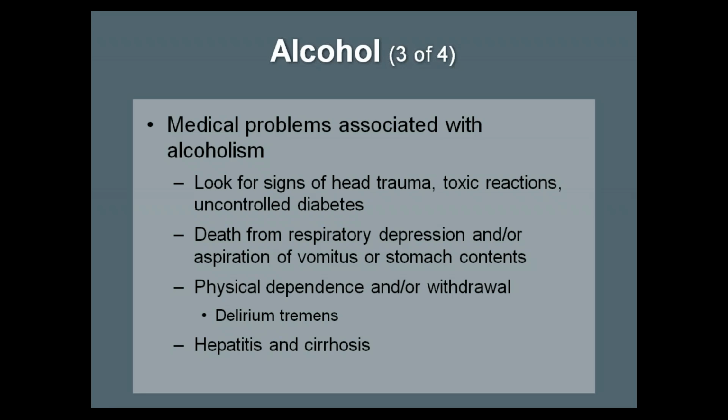So, medical problems associated with alcoholism. These people could potentially fall a lot, so look for trauma, especially head injuries. Head injury can be disguised by being intoxicated, and vice versa. The respiratory depression, aspiration of vomitus, physical dependence. So they may have a very significant withdrawal syndrome if they stop taking or stop having alcohol. And that's an emergency. That is an emergent situation. That is an illness. Hepatitis, cirrhosis, so it's just damage of the liver in one shape or another.